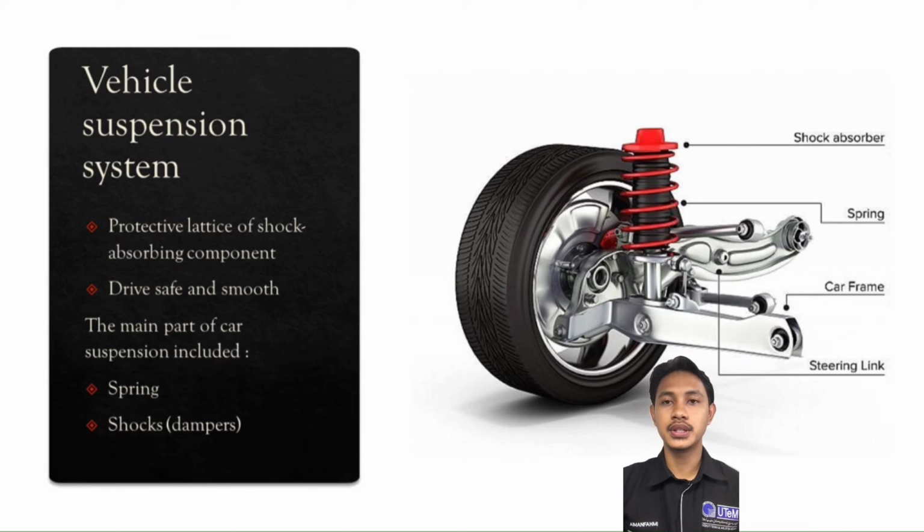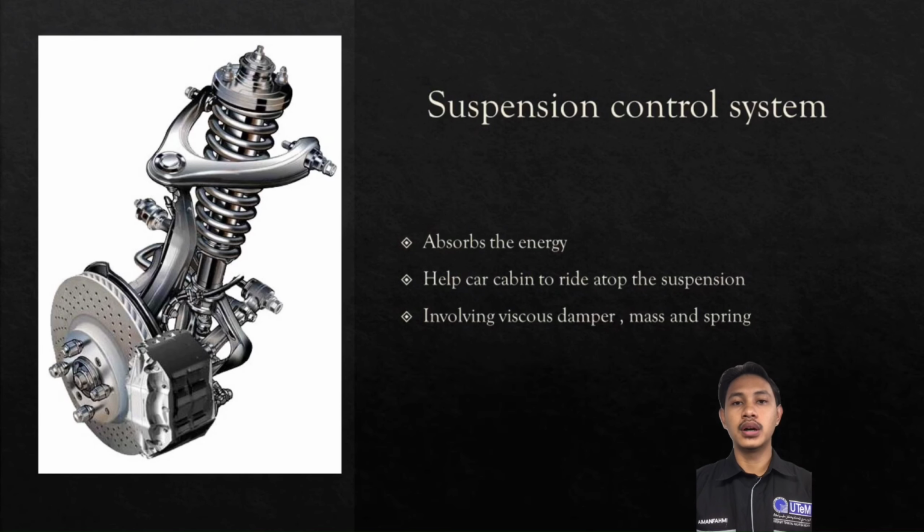Based on this picture, you can see the location of the shock absorber, spring, car frame, and steering link. This picture is easy to understand, and you can know where the location of each part is. Next, I would like to talk about a simple suspension control system for easy understanding. When you encounter a bump on the road, it forces your wheel to move up and down, but larger road bumps or surface impressions can transfer quite a bit of energy. If you don't have a suspension, all the energy is transmitted into your car frame.